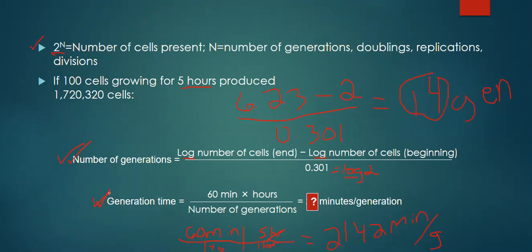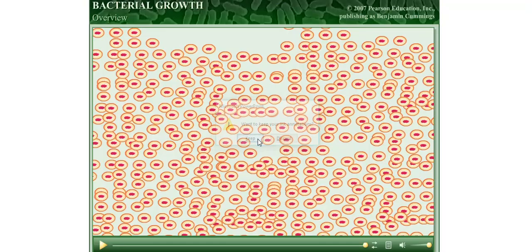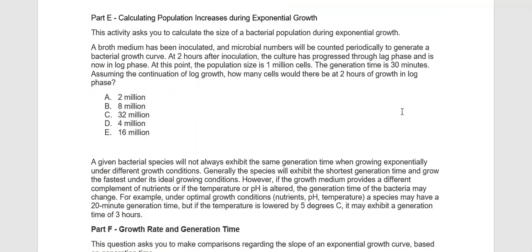All right, so now we're going to answer some questions. We're going to keep those for now and go back to our activity and answer this question. A broth media has been inoculated and microbial numbers will be counted periodically to generate a bacterial growth curve. At 2 hours after inoculation, the culture has progressed through lag phase and is now in log phase. At this point, the population size is 1 million cells. The generation time is 30 minutes. Assuming the continuation of log growth, how many cells would be there at 2 hours of growth in log phase?